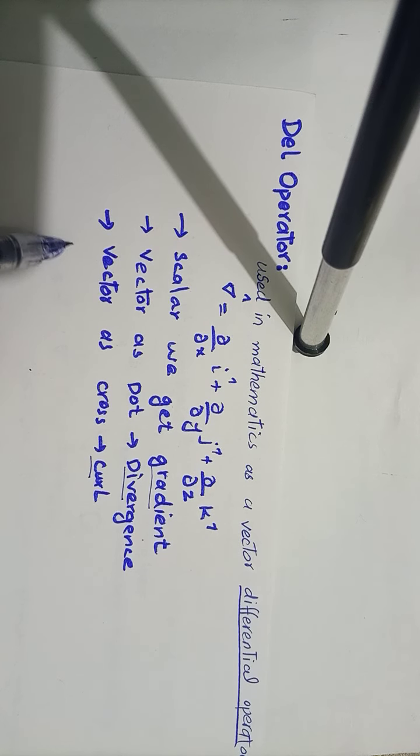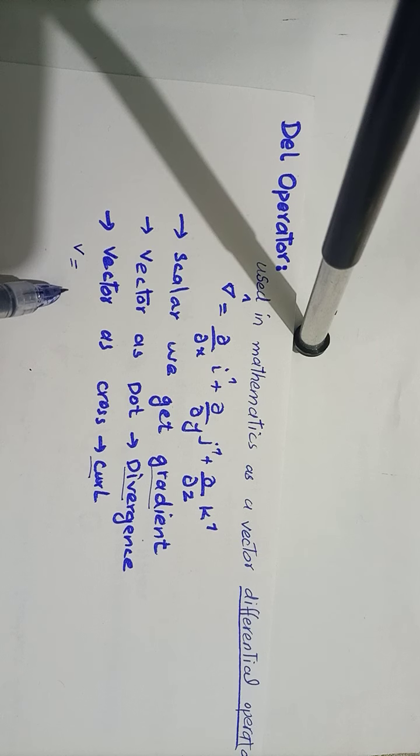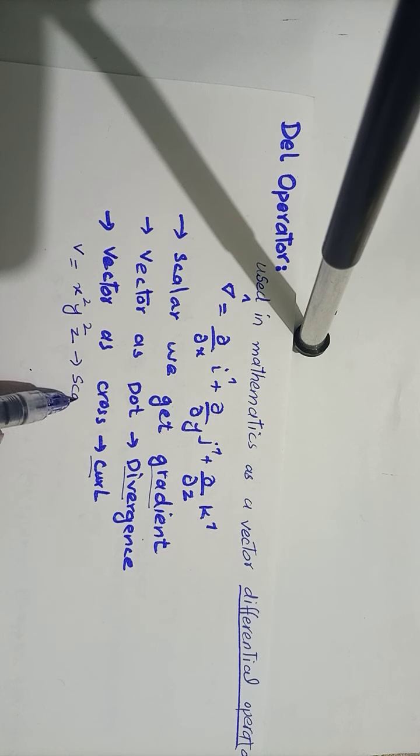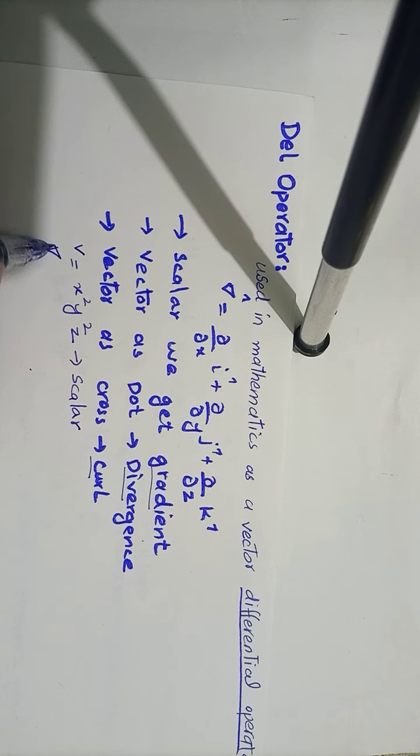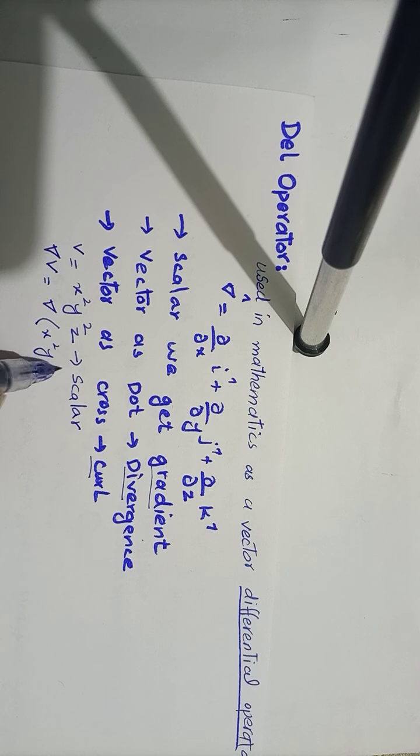First of all, let V is equal to x square y square z. It is a scalar. Now we apply the del operator on it. Del operator, del x square y square z.